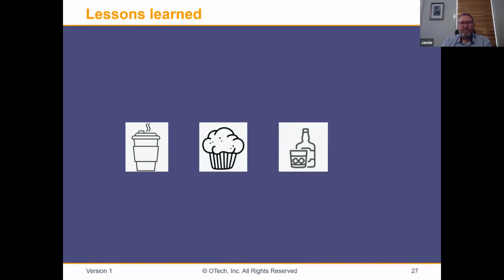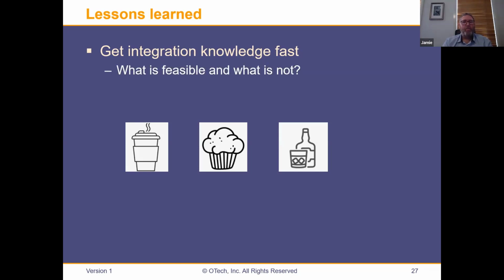Those 3 icons are actually valid. Get very good at buying coffees, muffins, or in some cases whiskey, or whatever your drink of choice is. Find something to build a relationship, but you have to get the integration knowledge fast. If you don't have it, as a project manager you don't know what is feasible, whether what the company is asking for is even achievable, and you have to be able to communicate that back.